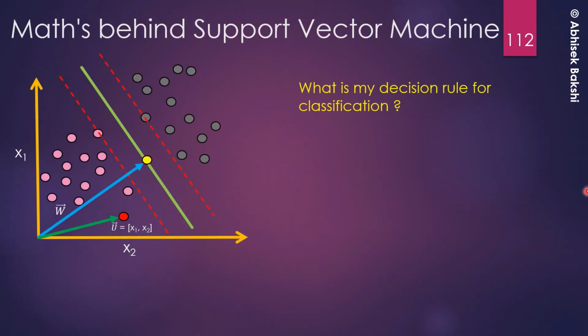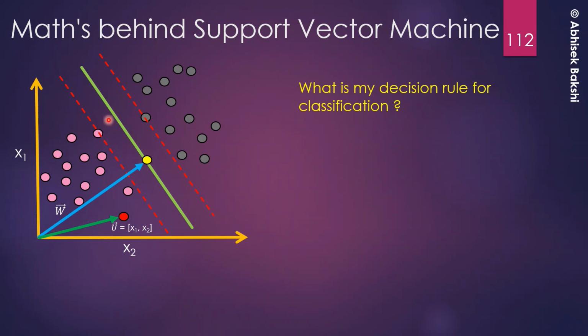We have done some basic mathematics. Now we will start from here to understand what my decision rule for the classification should be. What should be the decision rule? Decision rule means, just assume a scenario.